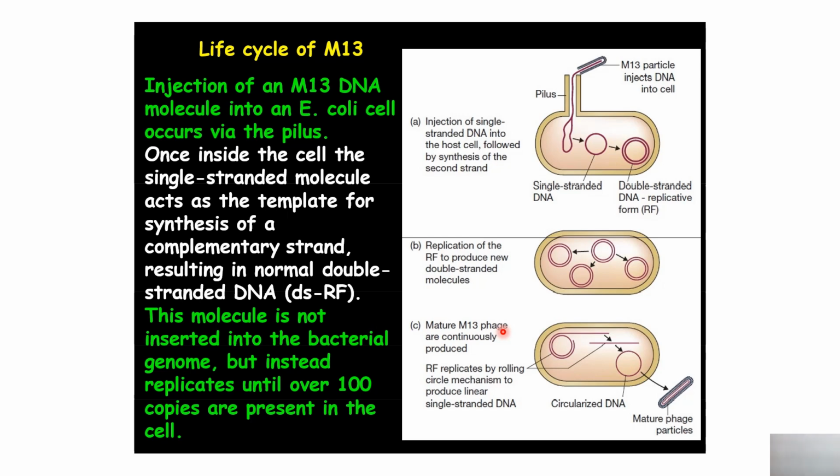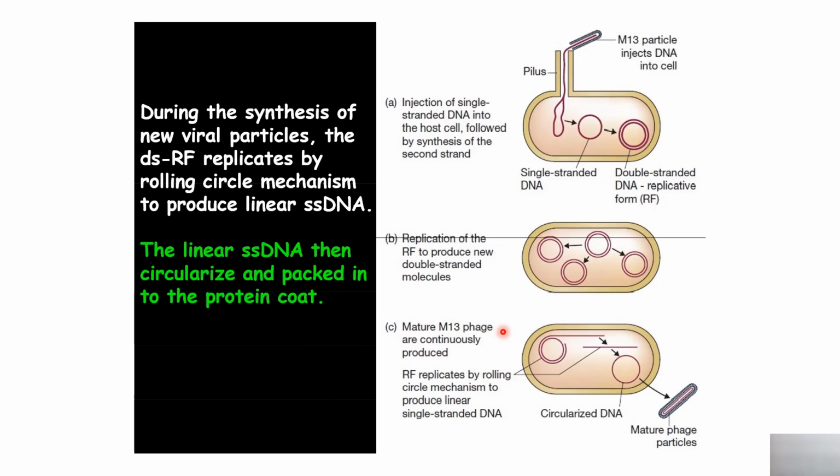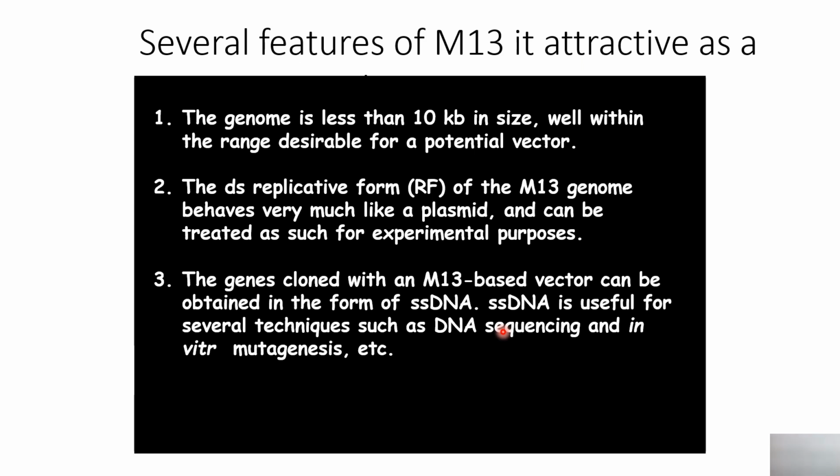So once inside the cell, the single-stranded molecule acts as a template for synthesis of a complementary strand, resulting in normal double-stranded DNA. This molecule is not inserted into the bacterial genome, but instead replicates until over 100 copies are present in the cell. You can see the schematic on the right hand side. During the synthesis of new viral particles, the double-stranded DNA replicates by rolling circle mechanism to produce linear single-stranded DNA. The linear single-stranded DNA then circularizes and is packed into the protein coat.